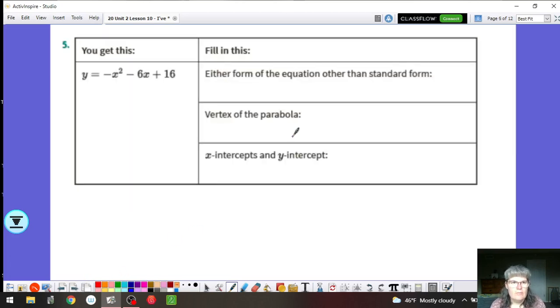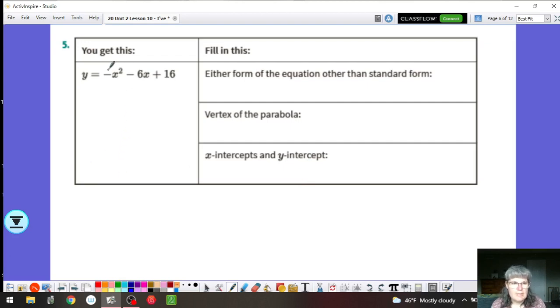Number 5 says either form of the equation other than standard form. We also will be identifying the vertex, and we will be identifying x-intercepts and y-intercept. Now I know if I can factor this expression, I can find my vertex, my x-intercepts, and y-intercept from my factored form. So let's go ahead and try factoring this.